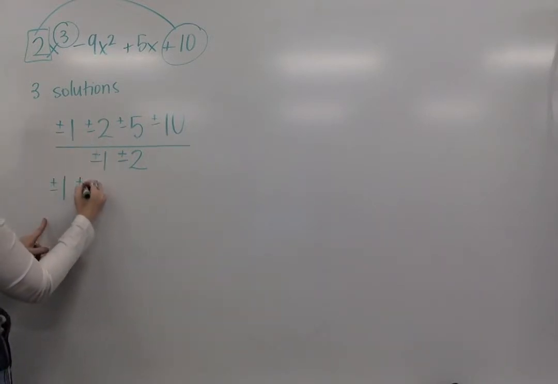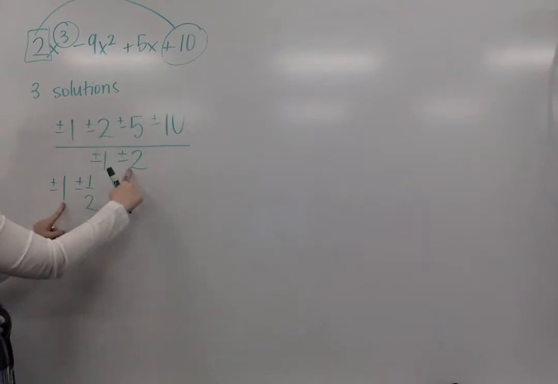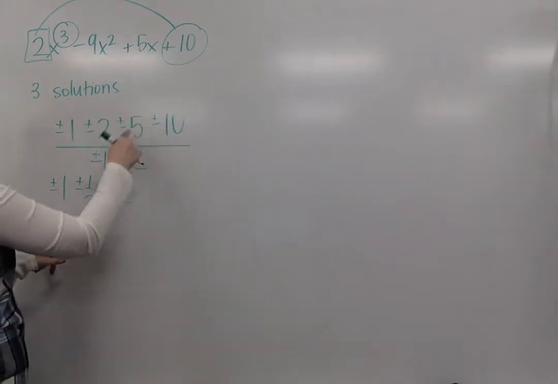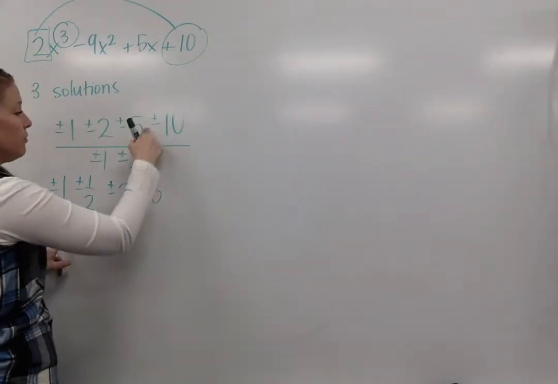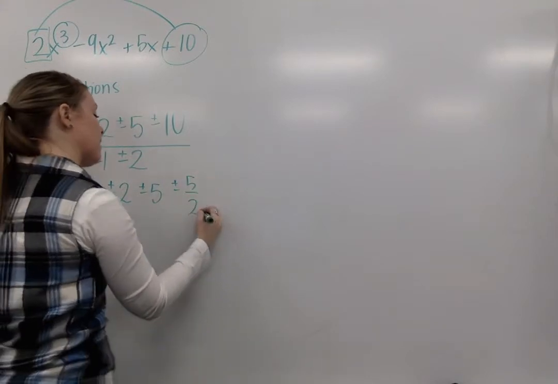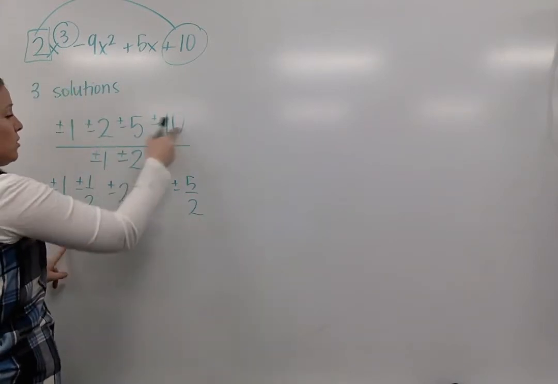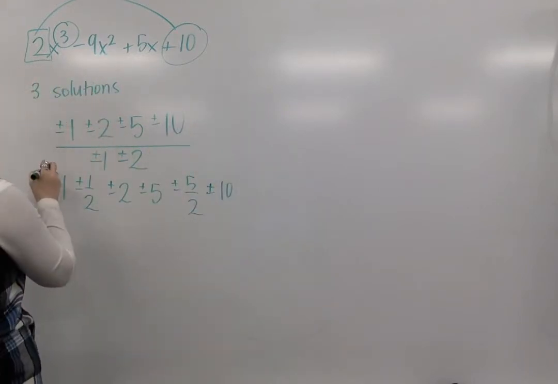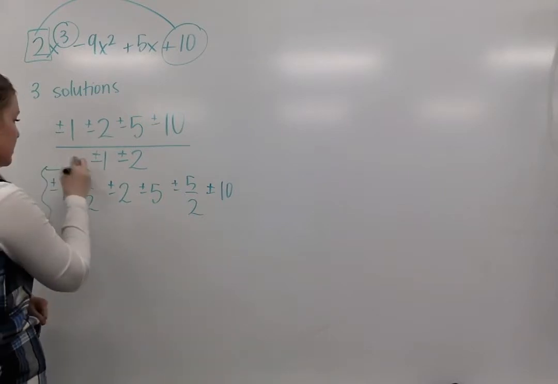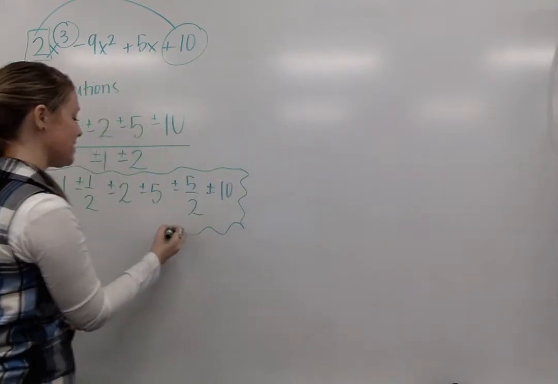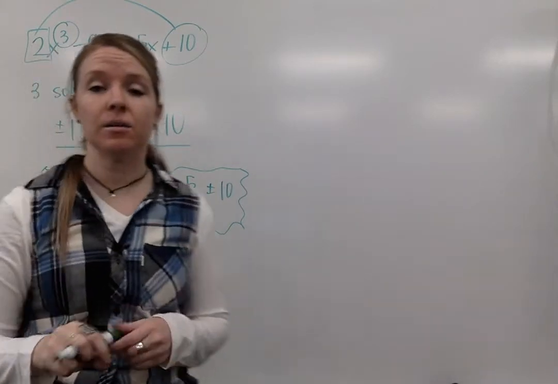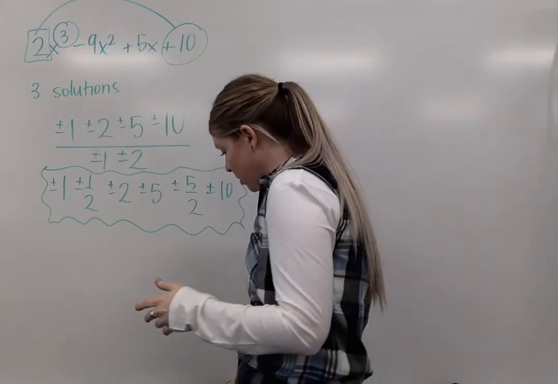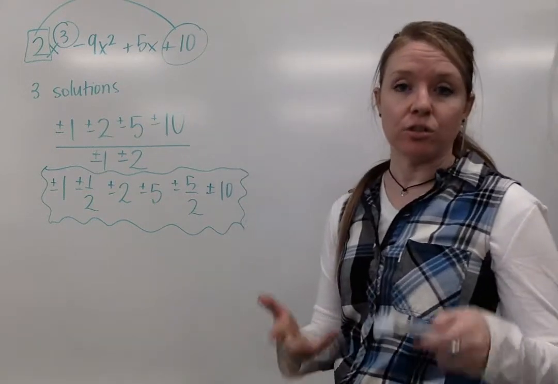1 over 2 is 1/2. 2 over 2 is 1, I already got it. 2 over 1 is 2. 5 over 1 is 5. 5 over 2 is 5/2. 10 over 1 is 10. And 10 over 2 is 5, we already got it. So this is the list that I am going to guess from to try to find my rational roots for this polynomial. Again, this will only help me find the rational roots.